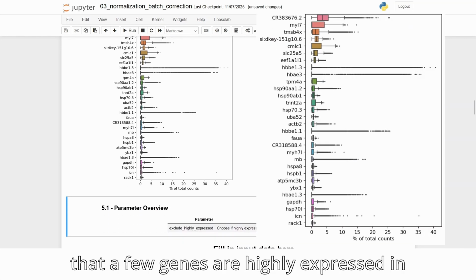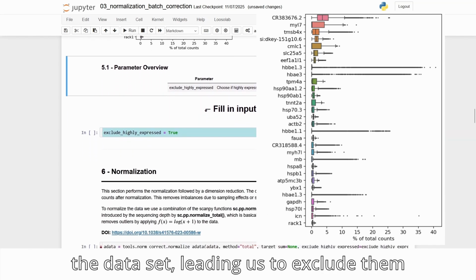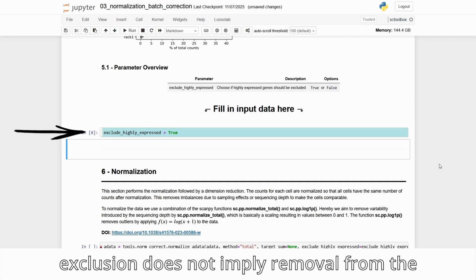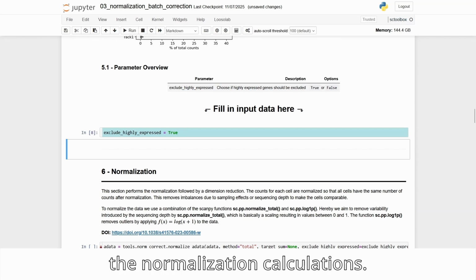The plot reveals that a few genes are highly expressed in the dataset, leading us to exclude them from the normalization process. This exclusion does not imply removal from the dataset. They are simply omitted from the normalization calculations.